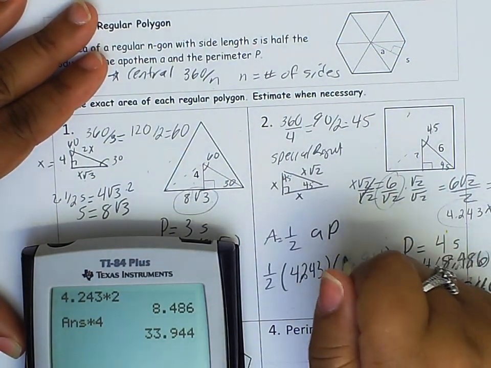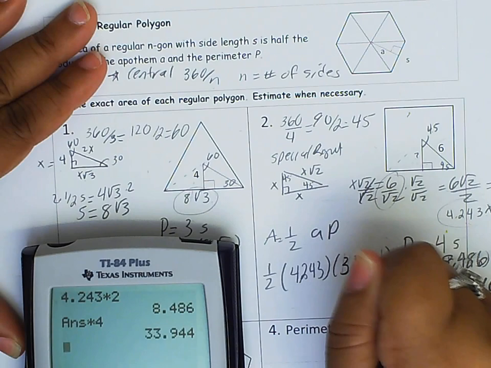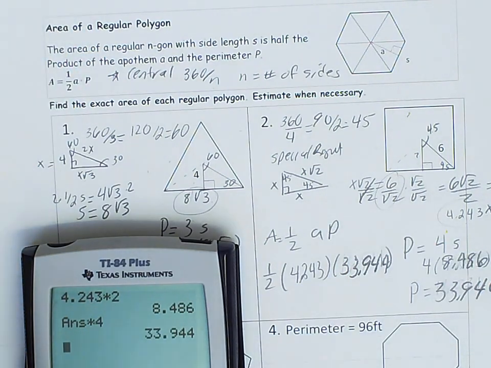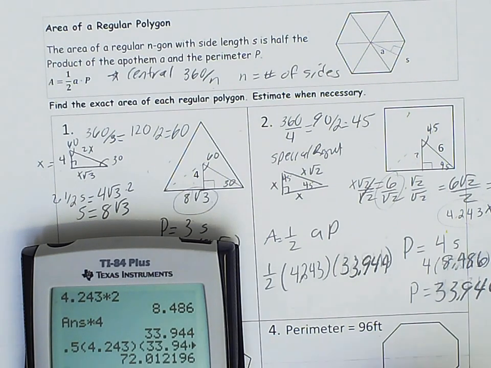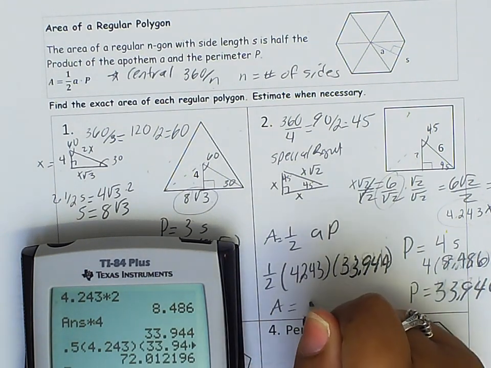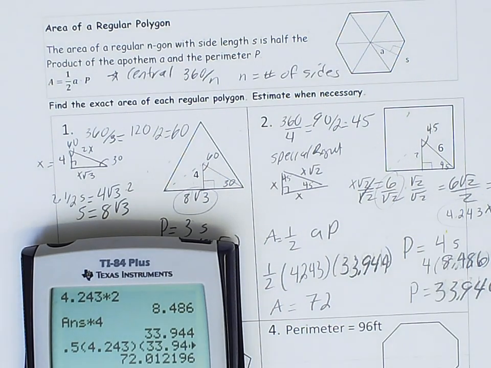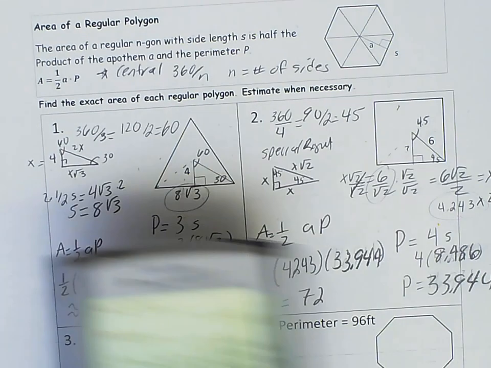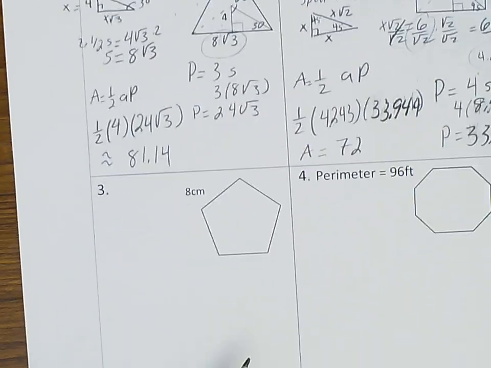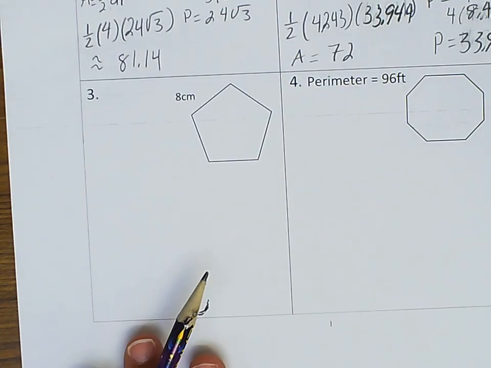All right, so let's put that in there, 33.944, and retype it one more time. So 0.5 times parentheses 4.243 times 33.944. It turns out to be around 72, so the area is about 72. That's all you're going to do. Depending on your decimal places, you might have gotten 70.95 or something. Okay, so I'm going to go ahead and do number 3. Sorry about that. I can't believe I didn't do that.